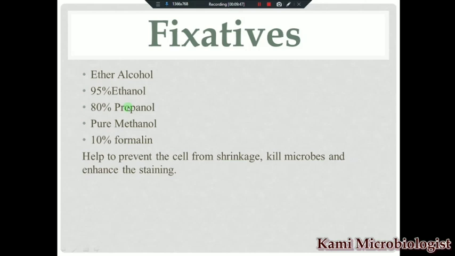Okay, so remember, the main thing is that whenever you are making slides for fine needle aspiration, you have to make 10 to 15 slides. That's really important. Sometimes we can make 20 slides. Some of the slides you will fix with ether alcohol, some with 95% ethanol, some with propanol, some with methanol, and some with 10% formalin.